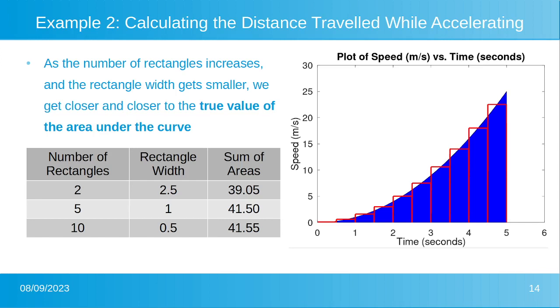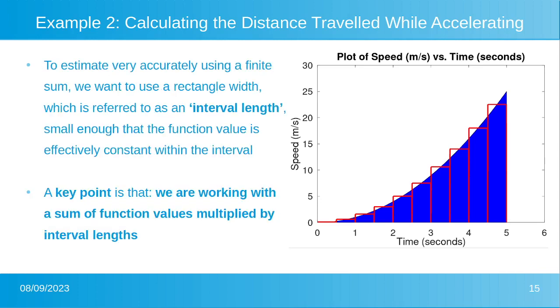41.50 units. And when we increased up to 10 rectangles with a rectangle width of 0.5 units each, the sum of our areas became 41.55 units. So what we see is that as the number of rectangles increases and increases, and the rectangle width gets smaller and smaller and smaller, the sum of the areas converges on, and gets closer and closer to, a single true value of the area under the curve.